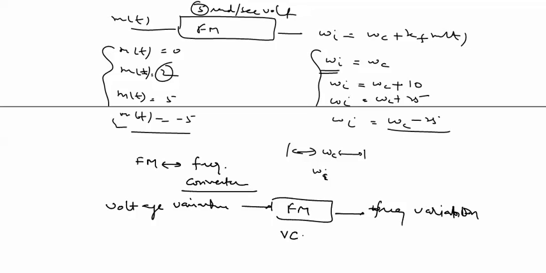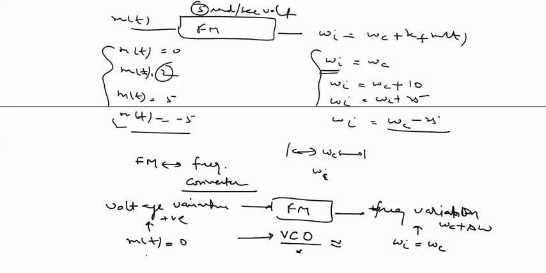A practical example of a voltage to frequency converter is the VCO, voltage controlled oscillator, because the oscillator produces frequency on the basis of variation in the voltage. If m(t) is 0 and moves in the positive direction, the instantaneous frequency is omega c plus the deviation. If m(t) moves in the negative direction, the instantaneous frequency is omega c minus delta omega. So the instantaneous frequency varies around the carrier frequency. This is known as frequency modulation.